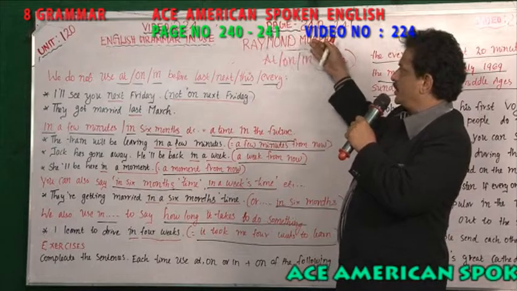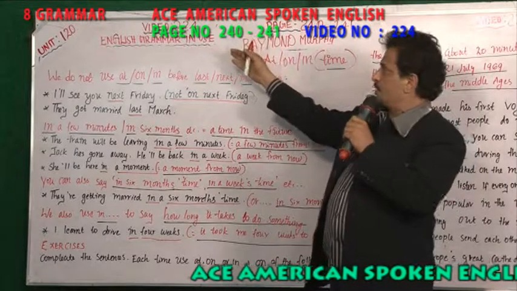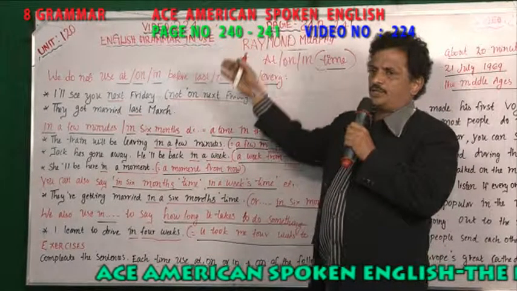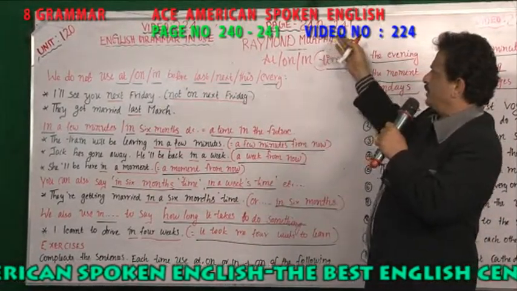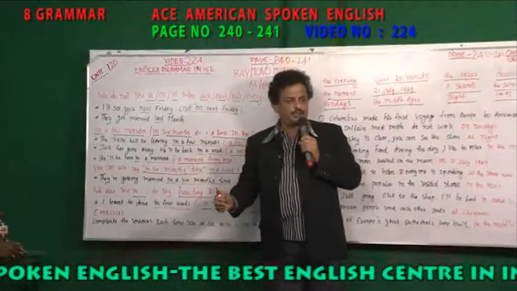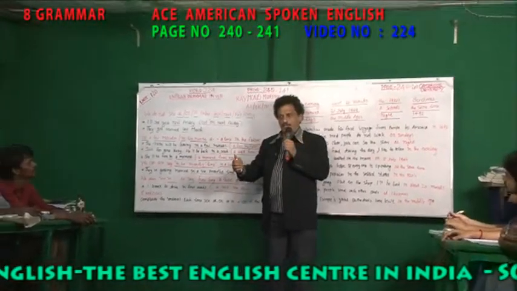Now, you have come here to Raymond Murphy's English Grammar in Use. We have come here to video number 224. It's on page number 240 to 241, unit 120. It is the Cambridge Grammar.